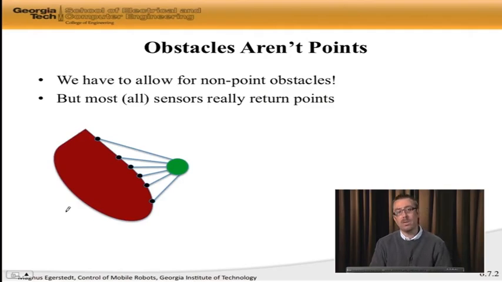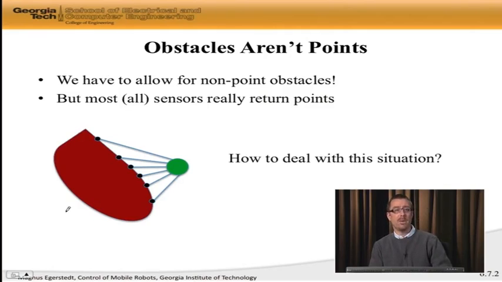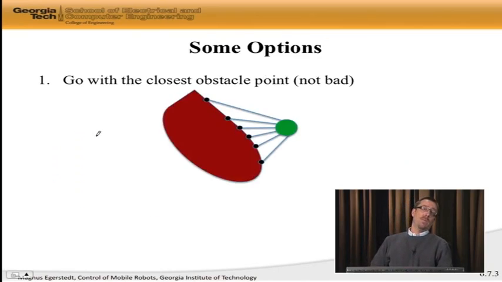Right. So now the question is, how do I actually deal with this situation where I have not one obstacle? Well, I have one obstacle, but for the purpose of the robot, these are, let's see, 1, 2, 3, 4, 5, 6 obstacle points. So I have 6 points all of a sudden that I somehow need to deal with. How do I do that? Well, we have some options.